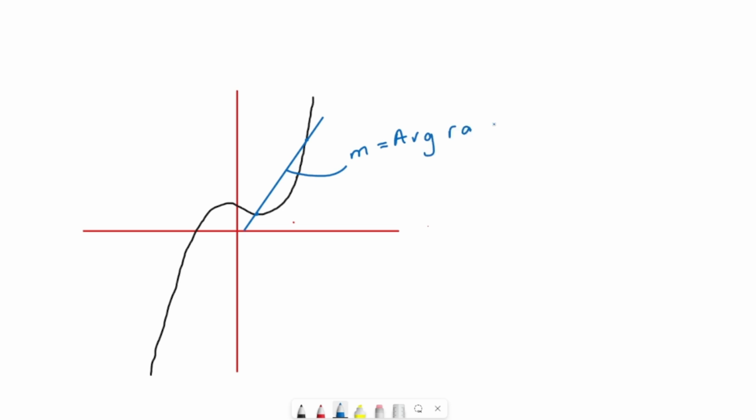Now remember that gradient is also describing rate of change, but on a curve, unlike a line, the gradient doesn't remain constant. So that's why we say it's the average rate of change in between these 2 points. So the gradient of this line, and this line is called the secant line. Secant basically means a line that cuts or intersects a curve at 2 points. So it's intersecting it at 2 points. That's why it's called the secant line.